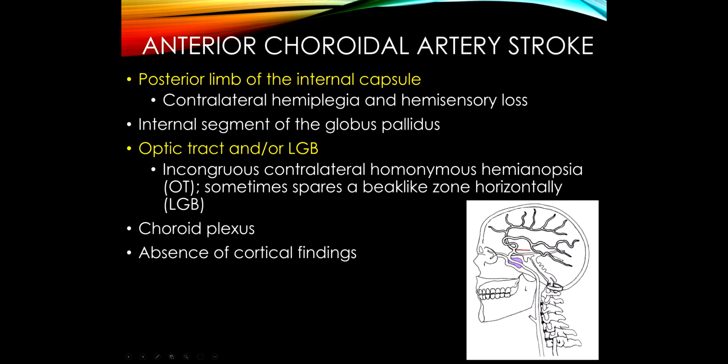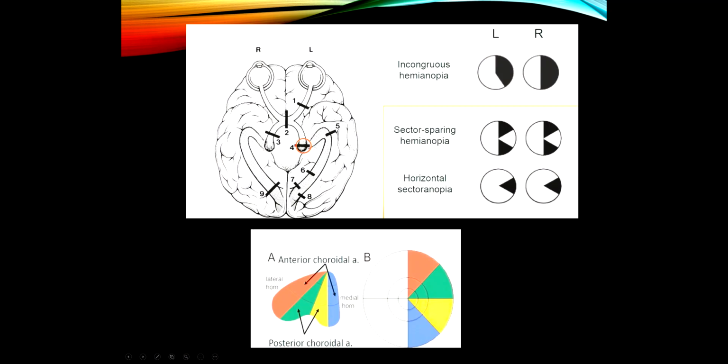And then the other thing that will distinguish this from a middle cerebral artery stroke is patients do not have what we call cortical findings. So cortical, what that means is, for example, an aphasia if it's left hemisphere, or a denial of illness, those features with a right hemisphere lesion. And so they lack those cortical features.